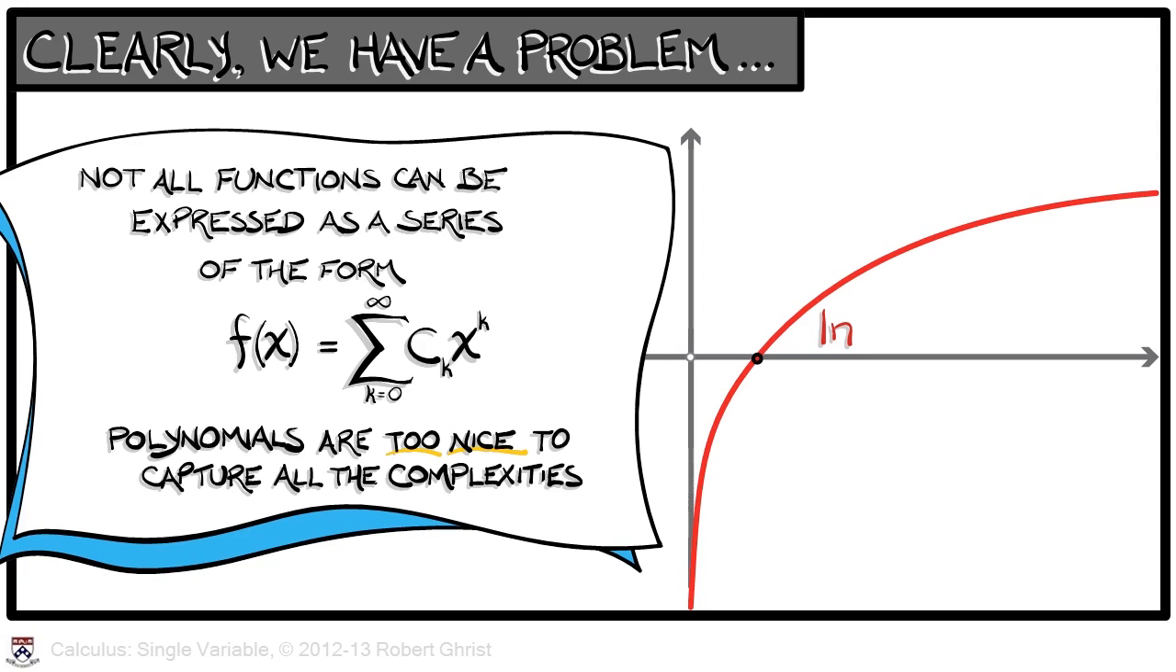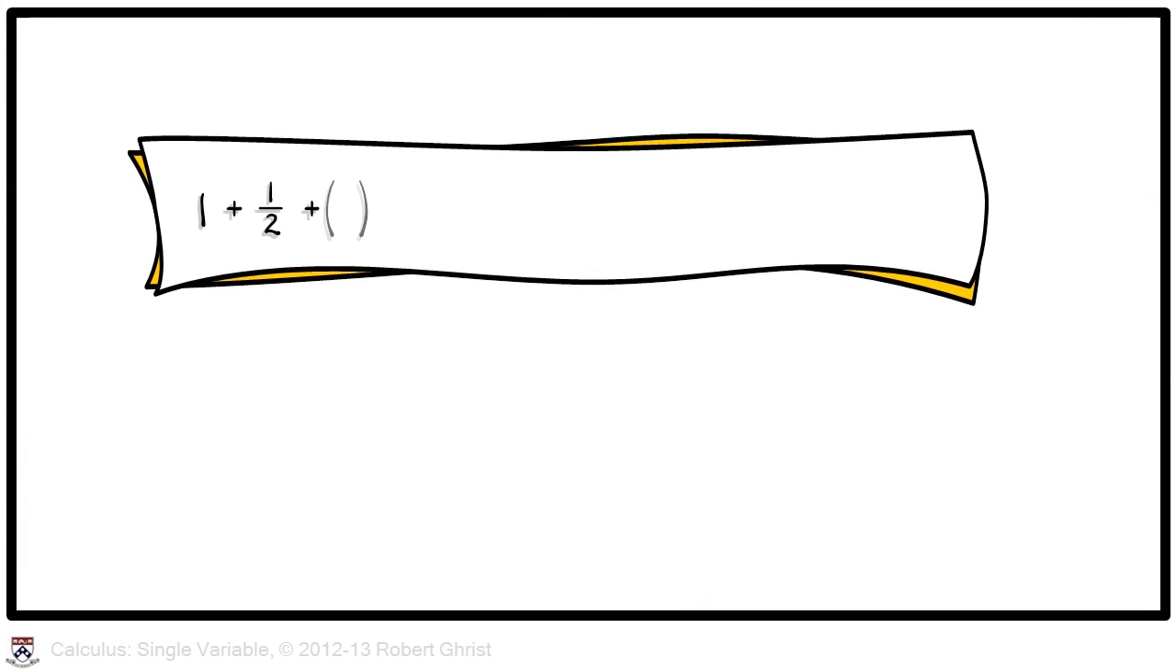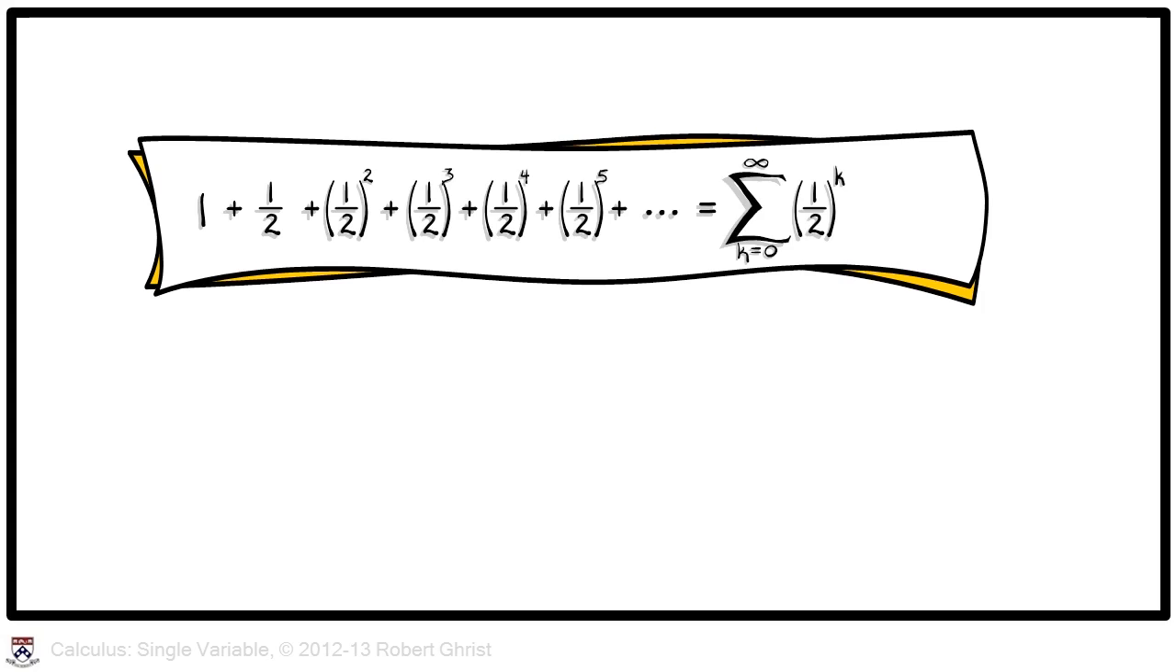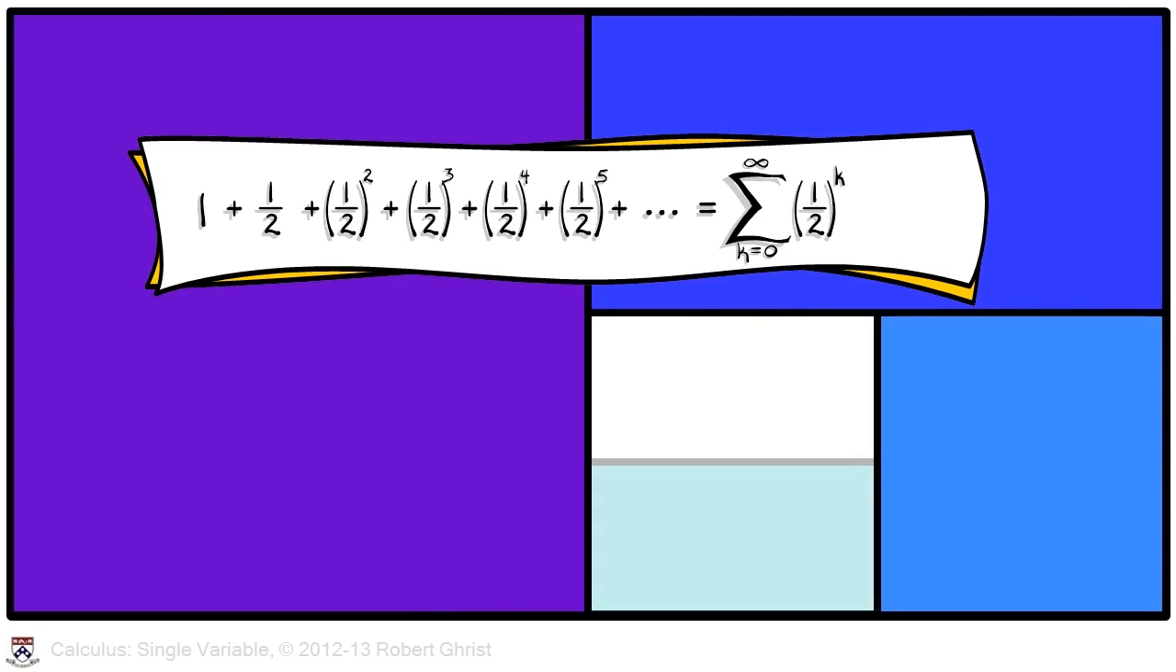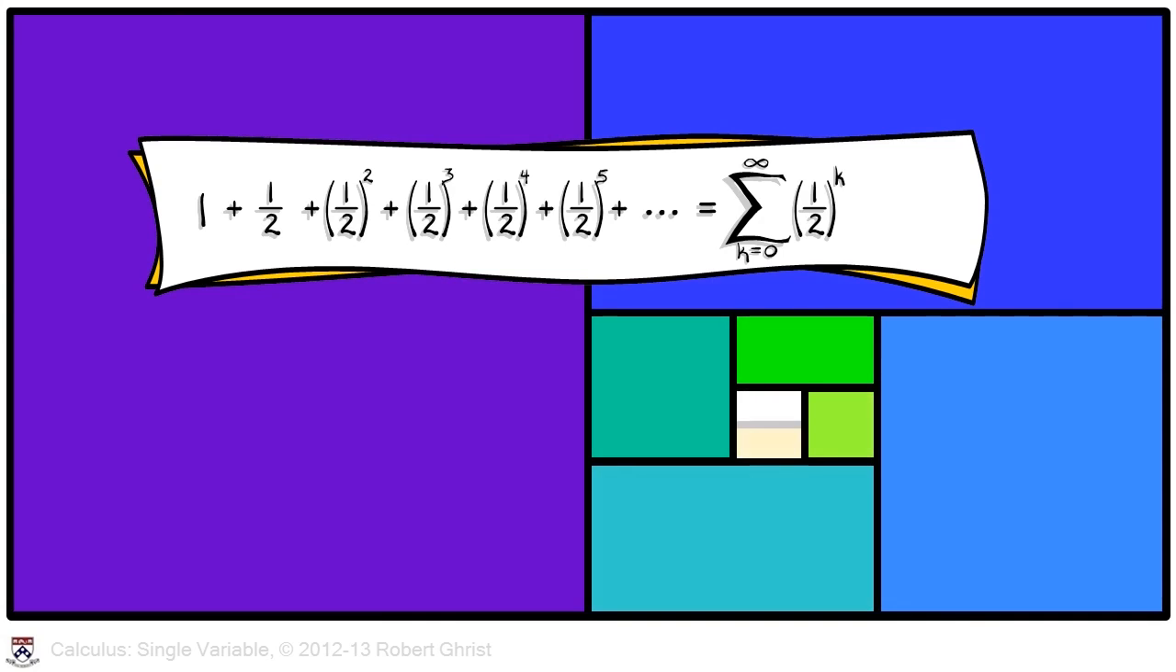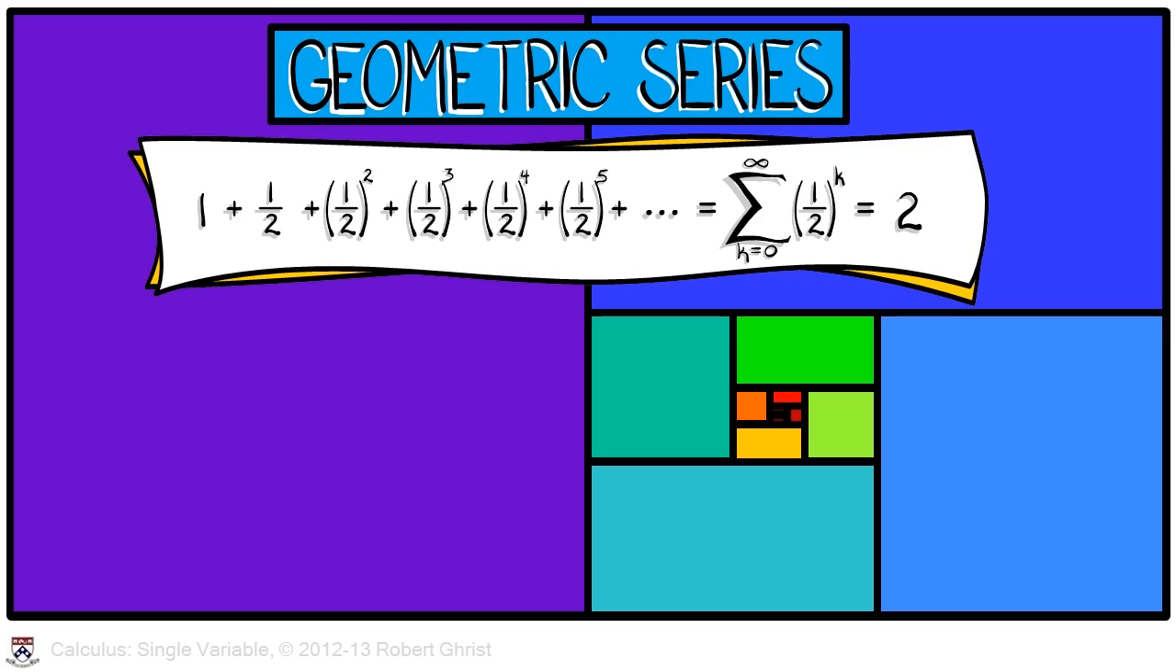One must be careful. Let's look at an example where adding together an infinite number of terms can lead to something good. Consider the sum 1 plus 1/2 plus 1/2 squared plus 1/2 cubed, etc. The sum, k goes from 0 to infinity, of 1/2 to the k. As you may be able to guess from geometry, if nothing else, this sum converges, and converges quite simply to the number 2. This is an example of something called a geometric series. You may have seen it before.